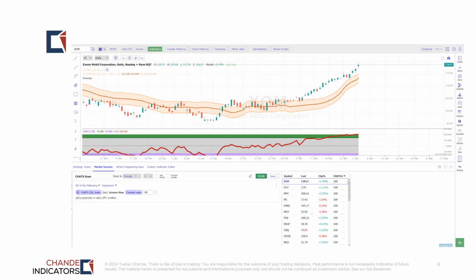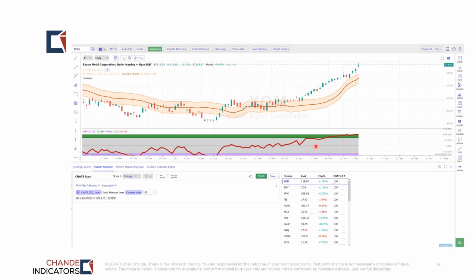This slide shows you an overview of the results of the scan. This is the logic of the scan. These are the results of the scan ranked in descending order of the CHATS indicator. The top ranked stock here was ExxonMobil. This is what the ExxonMobil chart looks like. It has clearly been trending very nicely for the past several weeks.